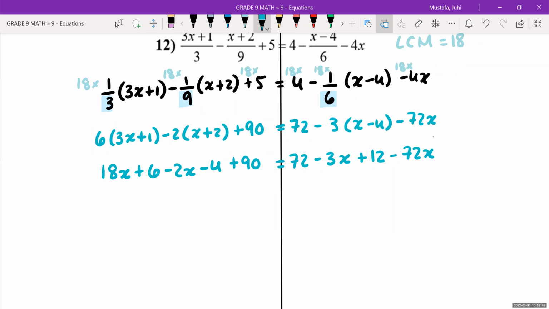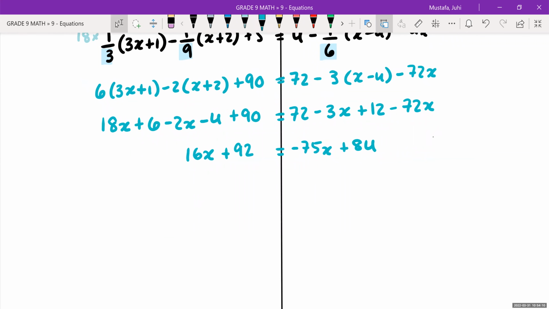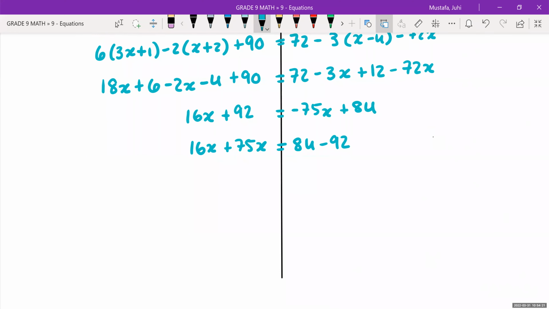I'm going to clean up all the numbers here. So 18 take away 2x is going to give me 16x. What is 96 take away 4? Just be a 92. Negative 3x minus 72x will be negative 75x. 72 plus 12 will be 84. The numbers are large, but I'm hoping they work out at the end. So I'm going to move all my x's to one side, 16x plus 75x. And over here, we're going to have 84 minus 92. This is going to be 7, 8.